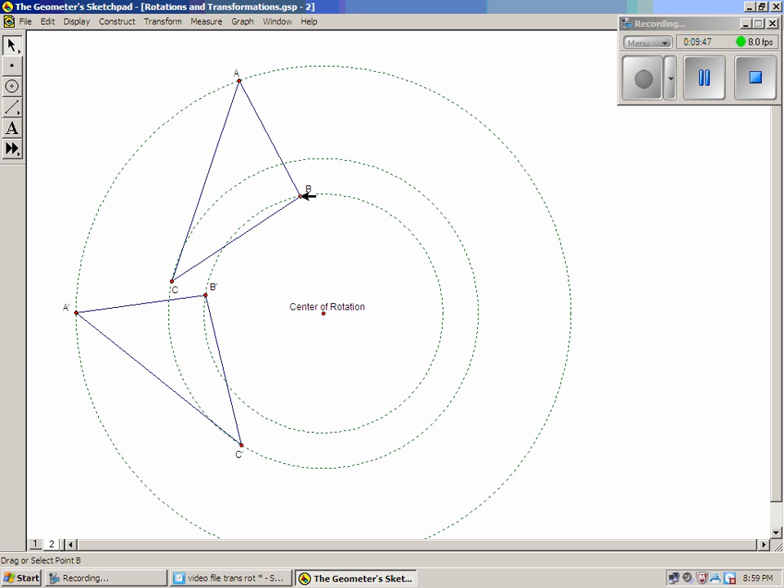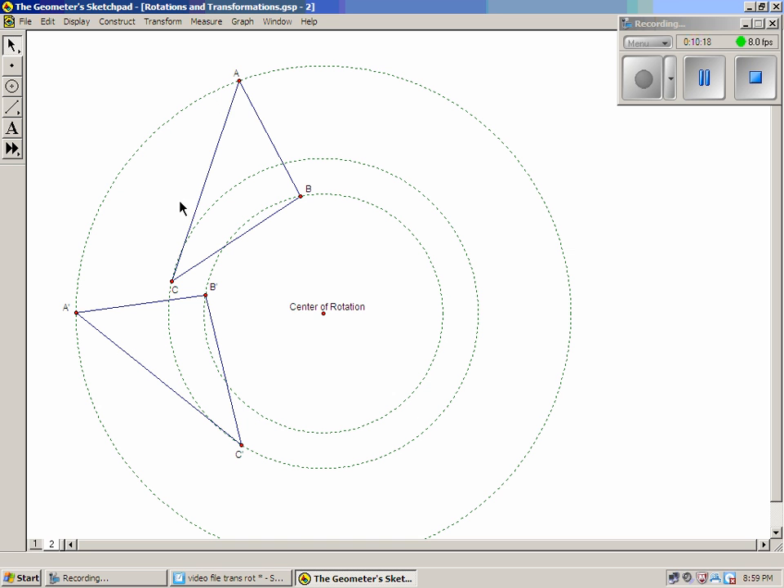Notice that B and B prime are on the exact same circle. And notice that C and C prime are on a different circle, but still the same circle for themselves, and A and A prime are on a third circle. That can be true about any point that we have here. The point on this triangle that I'm pointing at right now has been rotated along a circle that ends up on the exact point there.